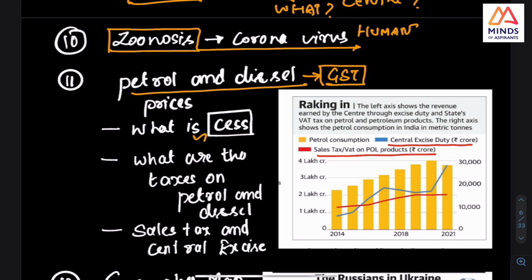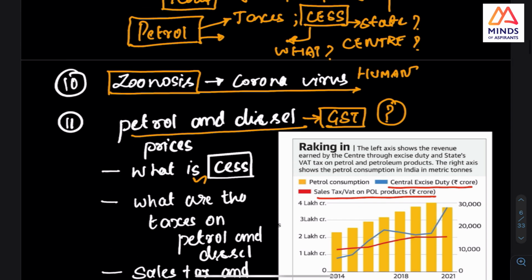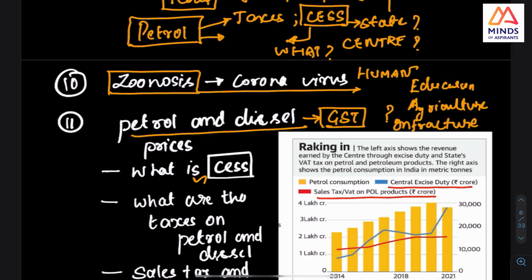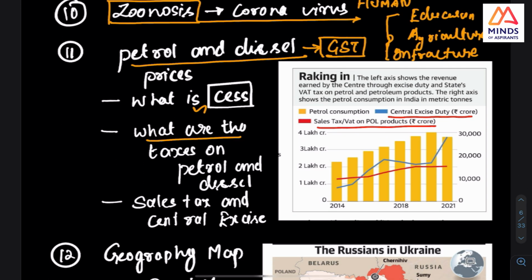But in petrol and diesel, there are specific cesses. What are the cesses? You comment on that. Whether education cess is there or agriculture cess is there, or infrastructure, which of the three is present? Look at this very clearly. And for taxes on petrol and diesel, GST is not there, that you should know. GST is not there, it is only the central excise and this value added tax.